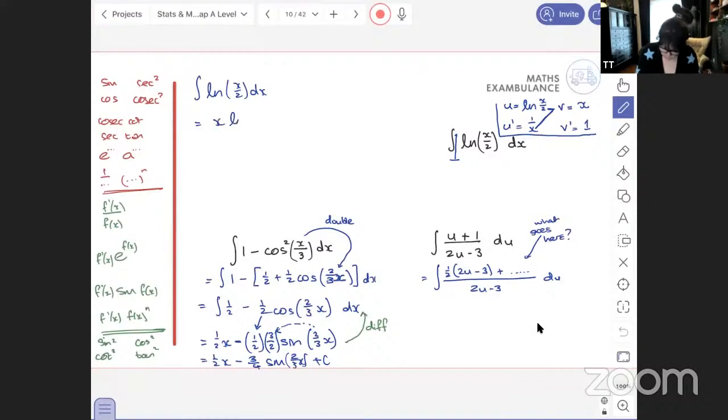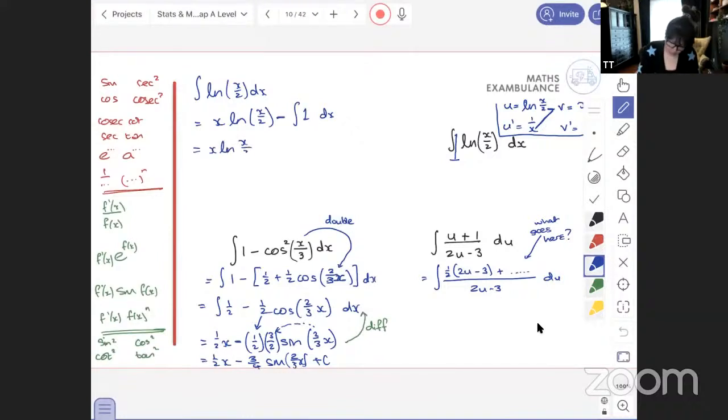uv minus integral, and now it's these two times together. And that times that is 1. And therefore the answer is that.